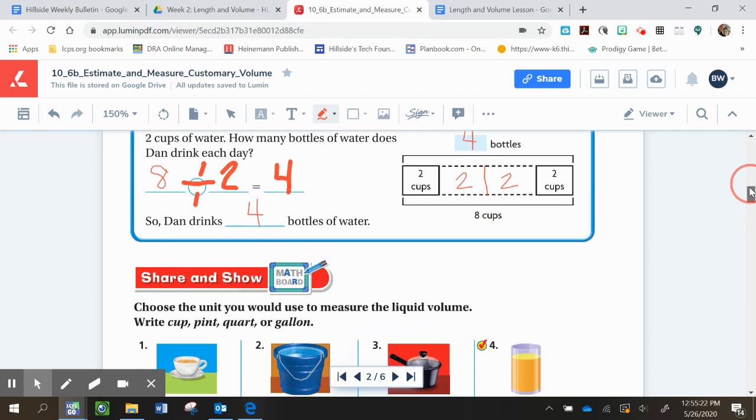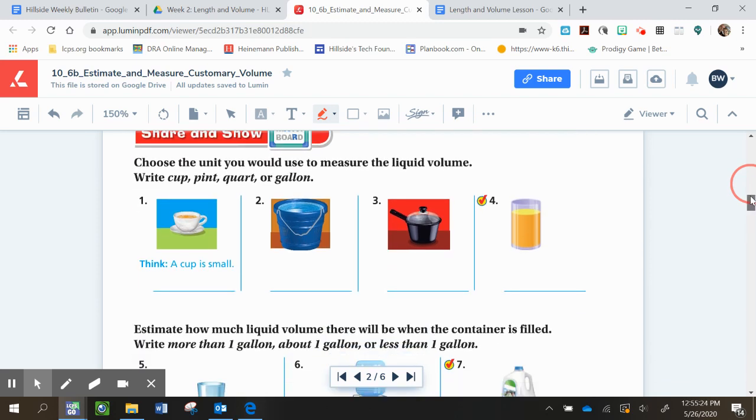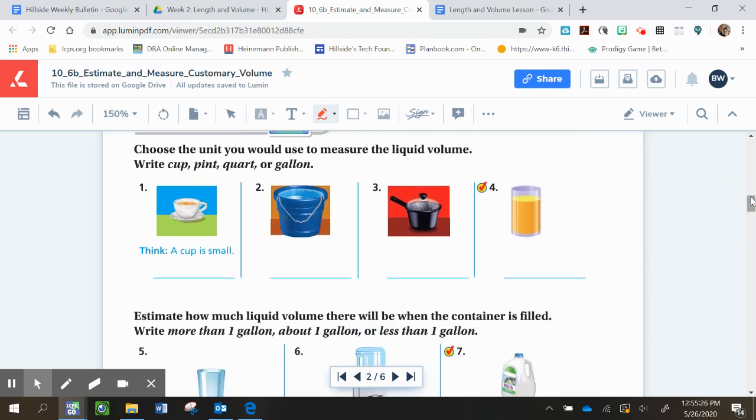Okay, we're going to choose the unit that we would like to measure the liquid volume, writing cup, pint, quart, or gallon. So, number 1, think. A cup is small, so a teacup would definitely just be the same. A cup, okay? Now we have a bucket of water here. This is more like a gallon, okay?